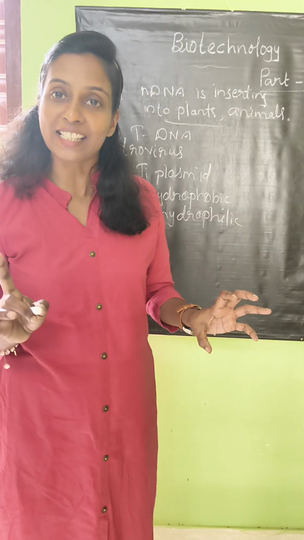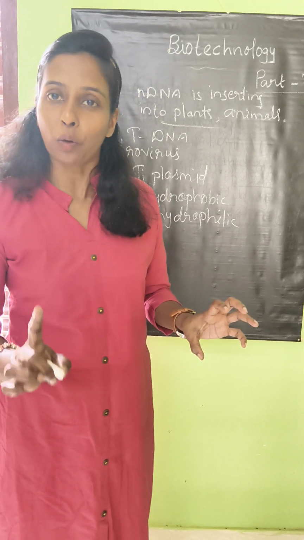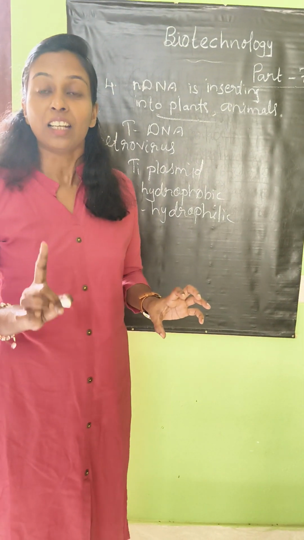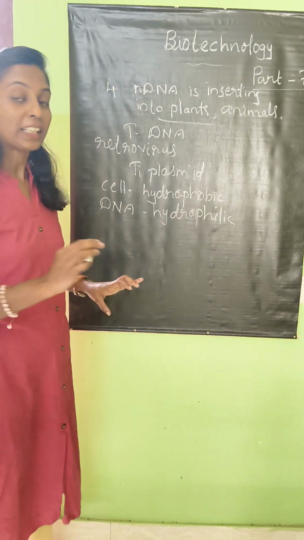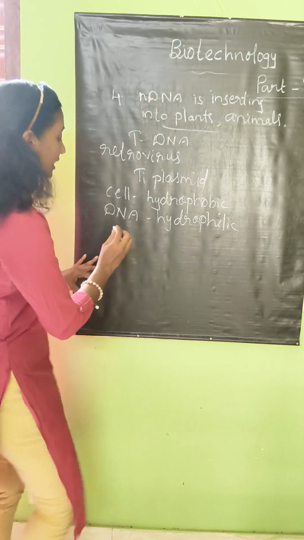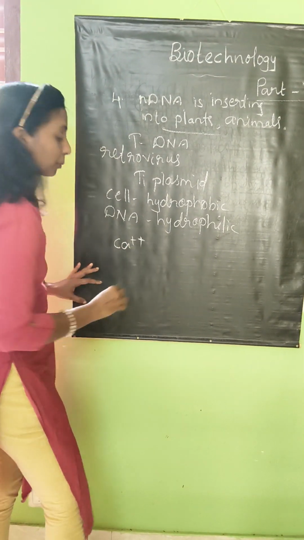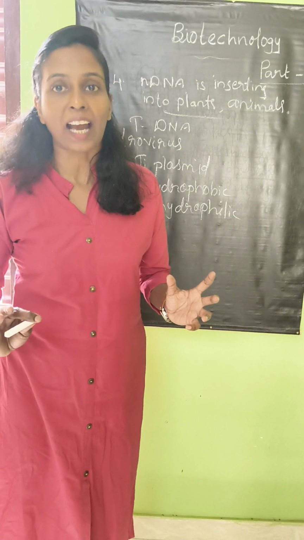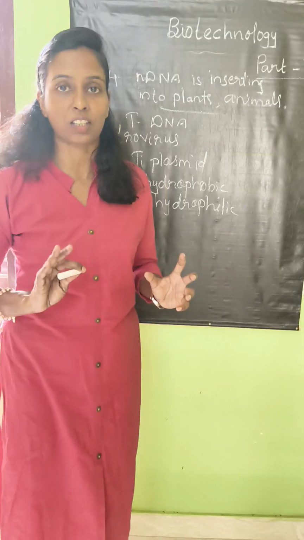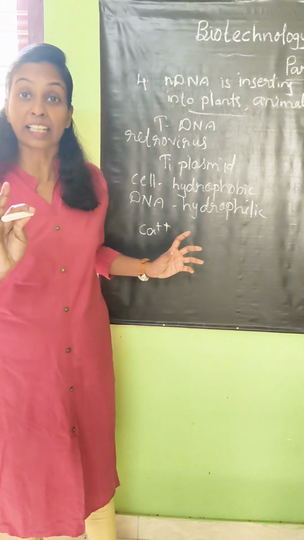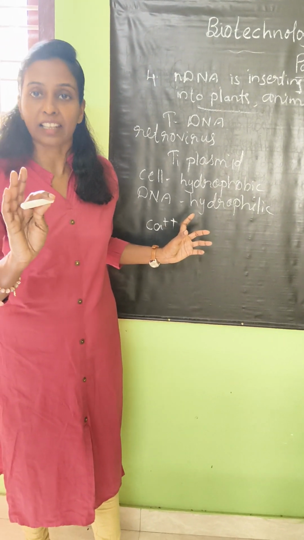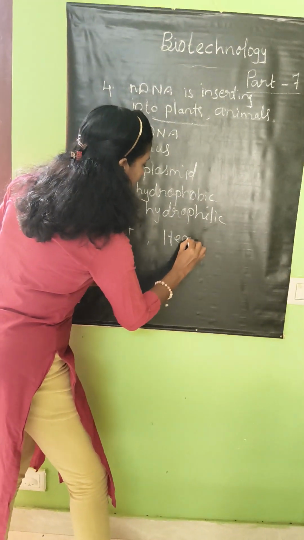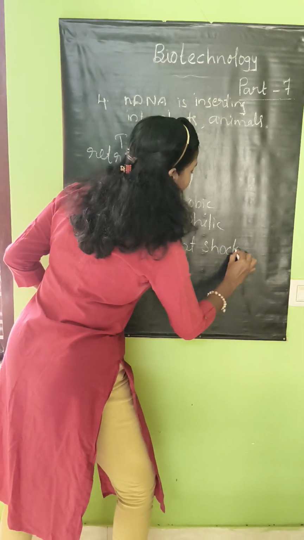So both are against each other, both negative. But we have to insert the DNA into the host cell. The first process is to treat the cell with a divalent cation such as calcium. The concentration of pores increases so that we can insert the DNA into the host. That is one method. Another method is the heat shock method.